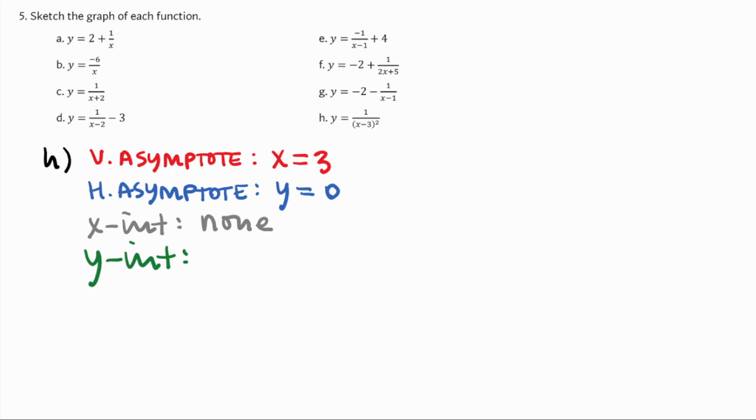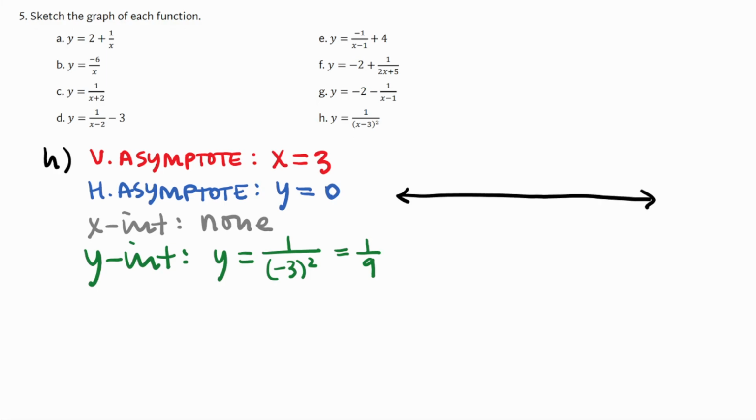For the y-intercept, that's where I plug in 0. That would be y equals 1 over 0 minus 3 squared. That's 1/9. Okay, so sketch my graph. Since it's 1 over a number squared, that's not going to come back negative. We square that number that we're taking 1 over, and we're going to get a positive number. So we're going to only be seeing positive y values here.